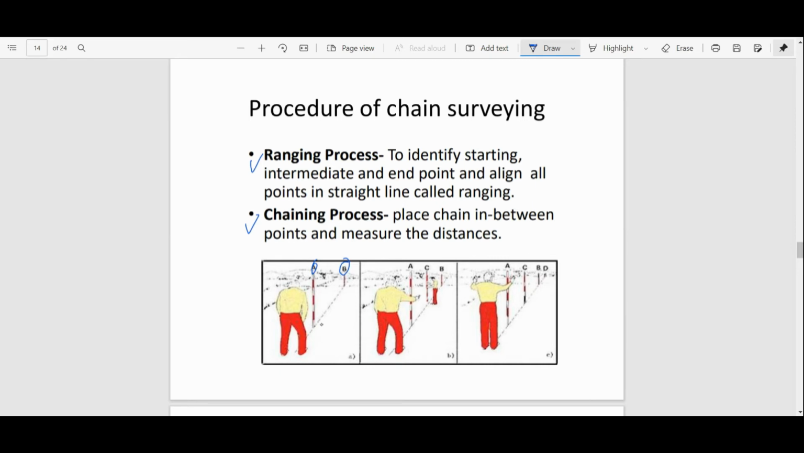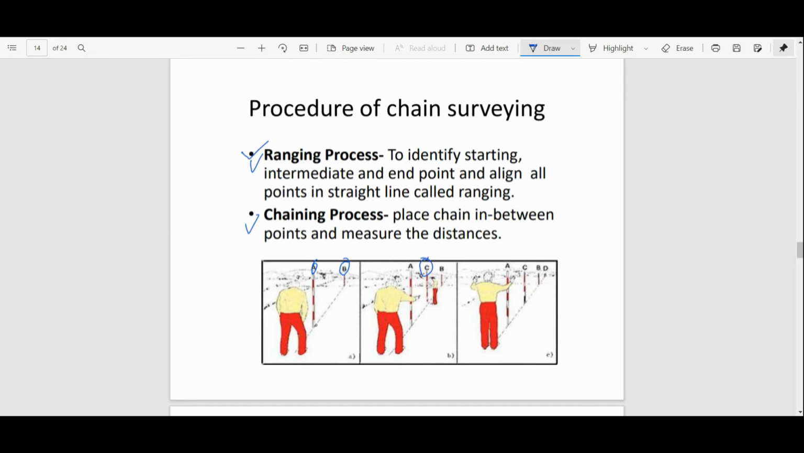Now if the distance is large, because we have a chain of only 20 meter, and if this distance is more than 20 meter, then how will you measure? You will not get the accuracy. So what we have to do is establish an intermediate point. See here, you can see that this person is guiding this person until he comes in the straight range. So basically this process is called what? Ranging.